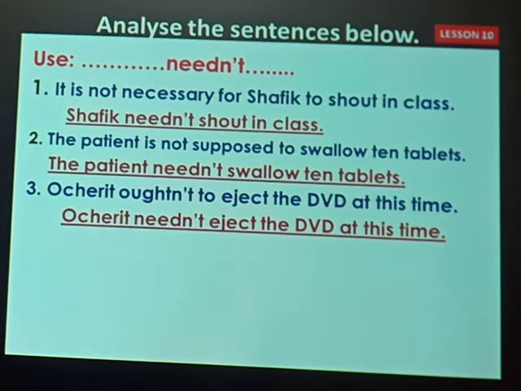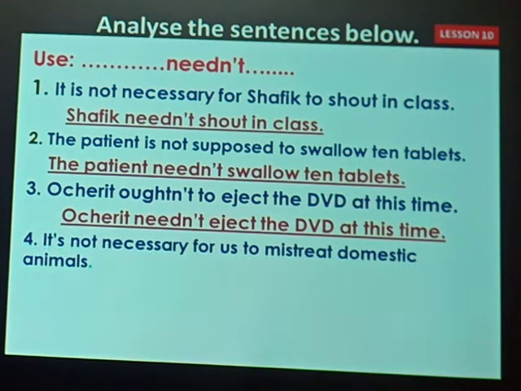Thank you. We come to the last example for this kind. We are giving advice. It is not necessary for us to mistreat domestic animals. I know some of you may have an idea about those who mistreat animals. However, advise them before they do so. Remember, needn't carries the same meaning as not necessary. So, when you're advising using needn't, the words not necessary must not appear in our sentences.